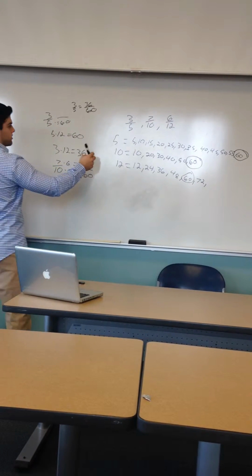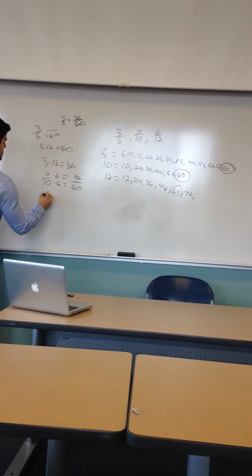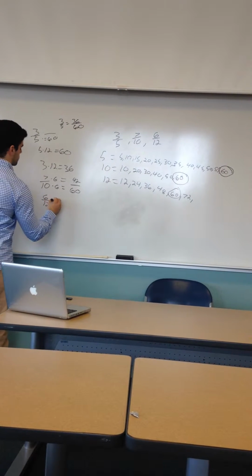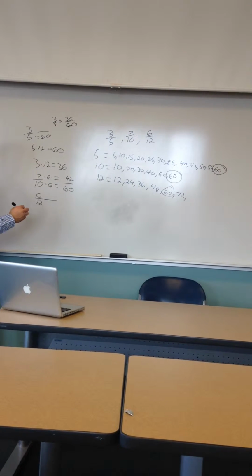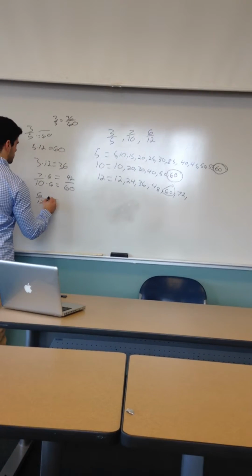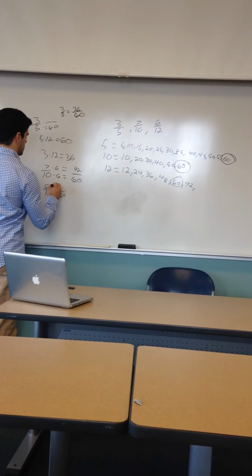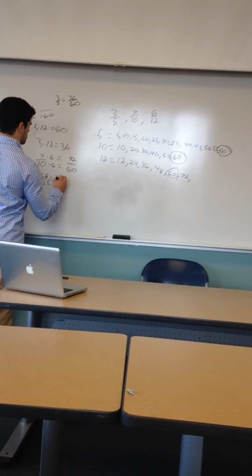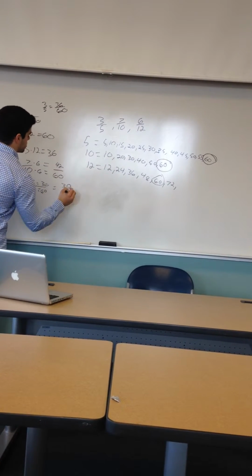Now we have to find 6/12. So what times 12 equals 60? Yep, 5. So then we have to do 6 times 5, which equals 30. So this fraction equals 30 over 60.